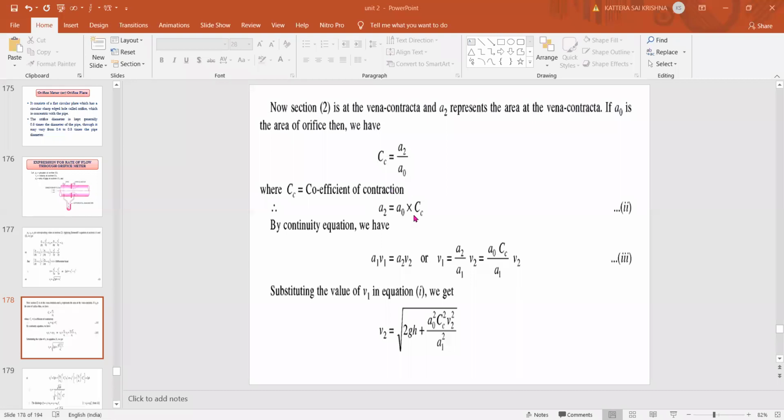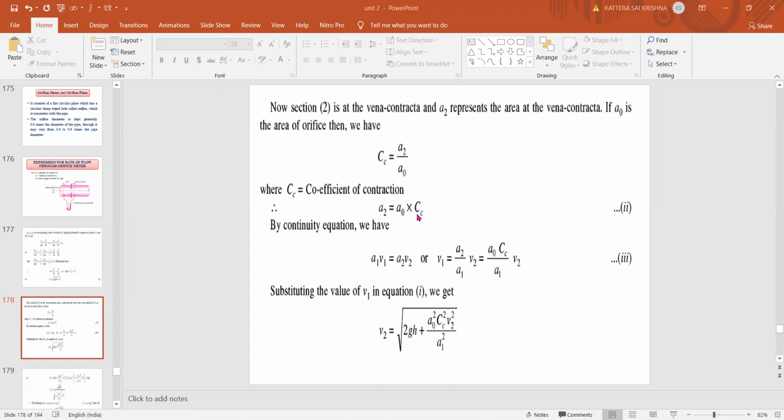Okay, so after getting A2 is equal to A0 into CC, where CC is the coefficient of contraction, we already have our continuity equation also. So discharge at section 1 is equal to discharge at section 2. From the continuity equation, we can write A1 V1 is equal to A2 V2. So from this, we can take V1 is equal to A2 by A1 into V2.